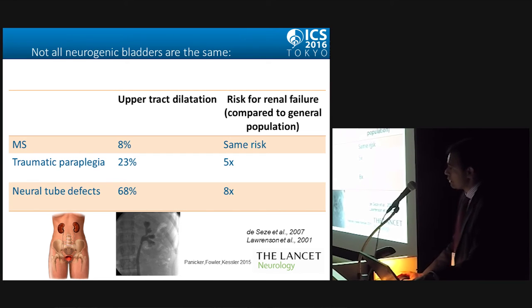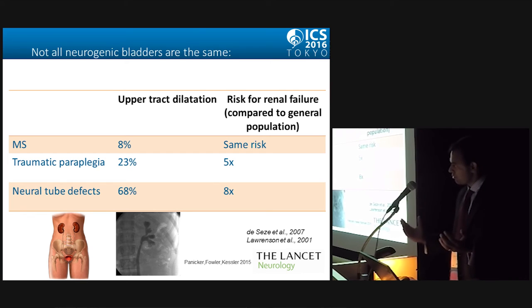And in fact, in epidemiological studies, it's said that the risk for renal failure is similar to the general population. Now, it's not clear why this is the case, but the rule of thumb is that in progressive neurological disorders, the risk for upper urinary tract changes and damage and renal impairment is much less compared to static neurological disorders. So your progressive conditions include multiple sclerosis, Parkinson's disease, your hereditary neurological conditions. These conditions will progress slowly.